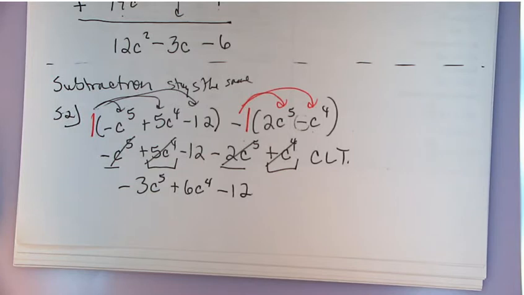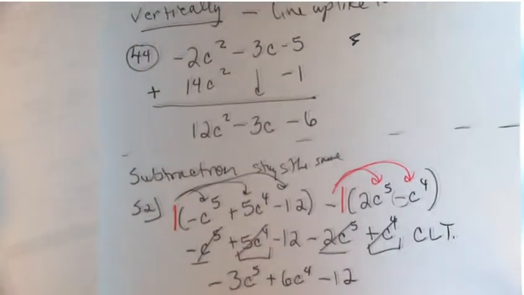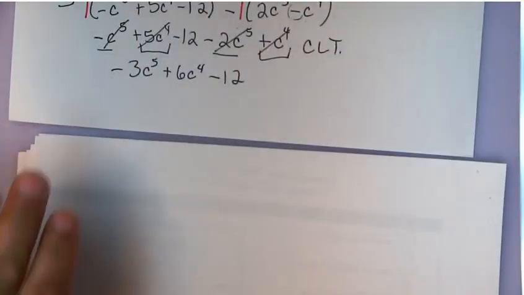Okay, so let's talk about vertically this time. So now let's do a vertical problem, doing this idea vertically. Before I do that, I want to talk about something else. We're going to kill two birds with one stone. So let's kill two birds with one stone. Let's do number 62.